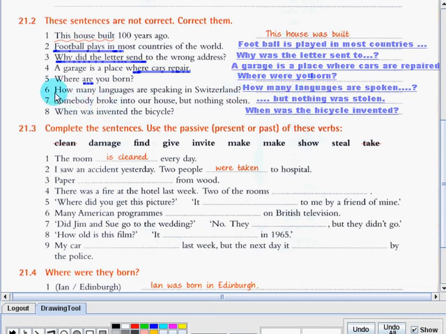Next, "How many languages are speaking in Switzerland?" Find out the wrong part of the sentence. Okay, this one.